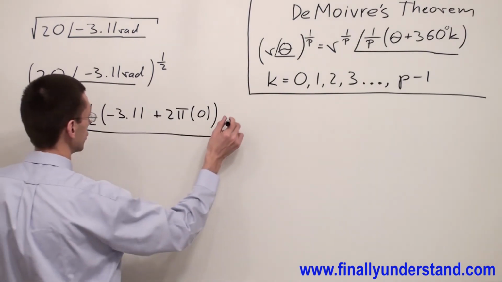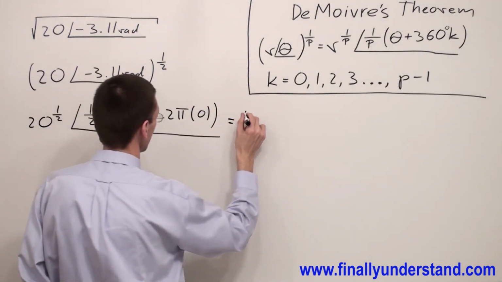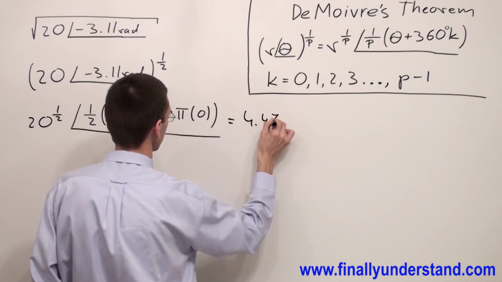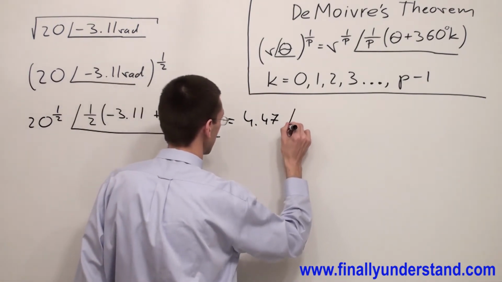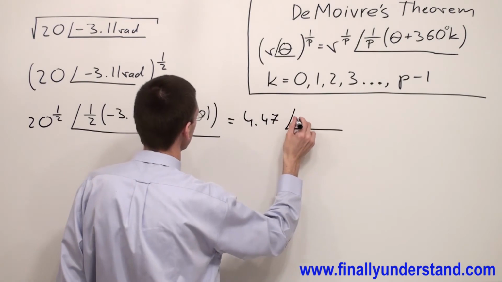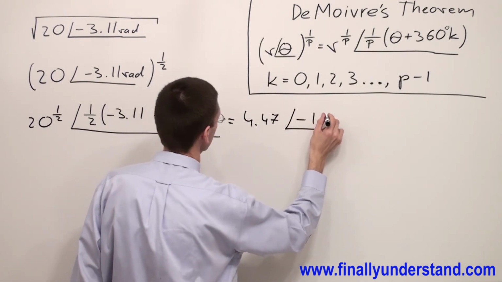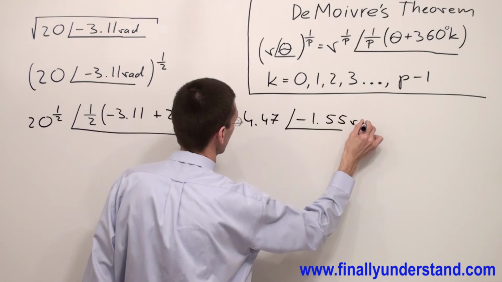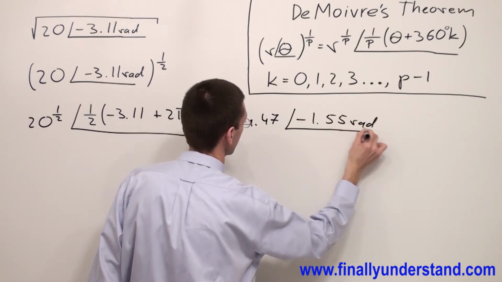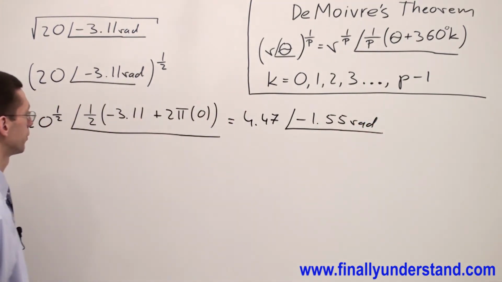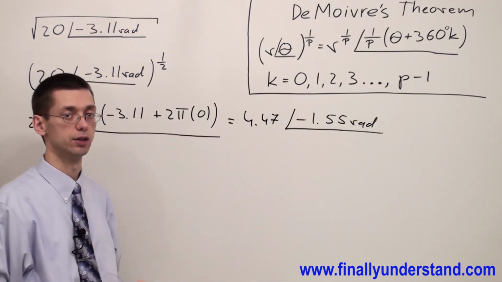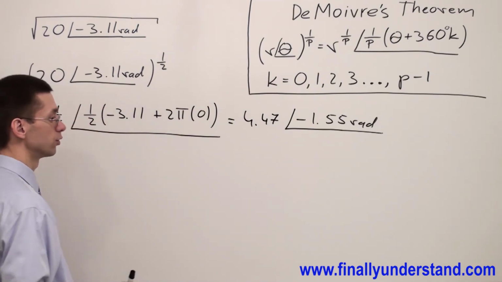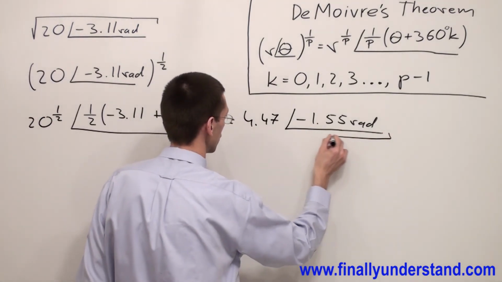So this is equal to 4.47. You're supposed to use the calculator and raise 20 to power 1/2, and you will have angle negative 1.55 radians. Okay, so what I did, I simply used the calculator and got these 2 values. So this is the first root of my problem.